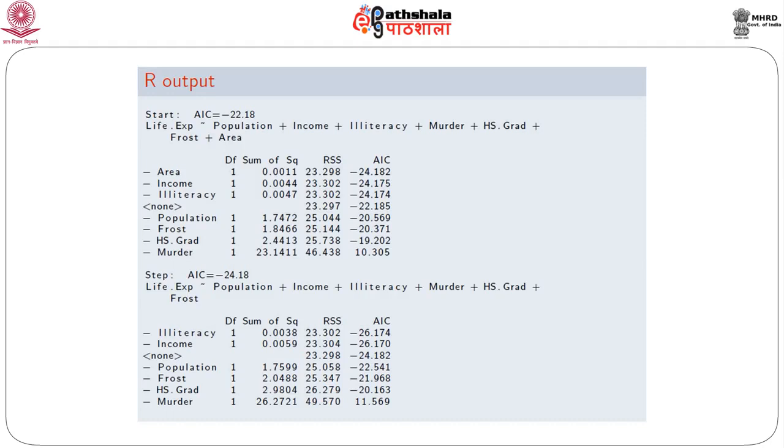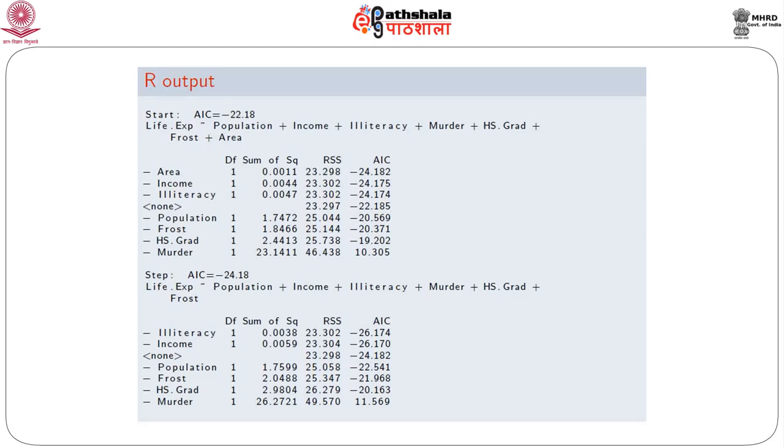So, first we removed area and fitted the model again and obtained the AIC, which was negative 24.182. Next, we removed income and obtained the AIC as negative 24.175, and so on for each of the predictor variables. After we had done that, we ordered the AICs. We know for AICs, the smaller the AIC, the better. So, the smallest AIC, negative 24.182, corresponds to area.